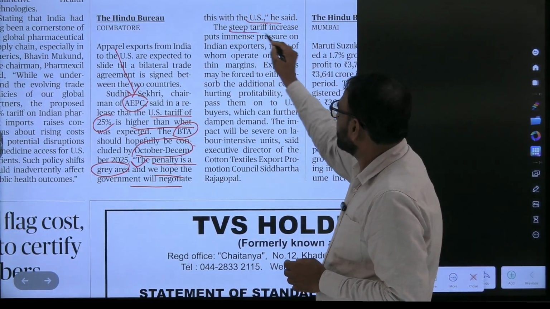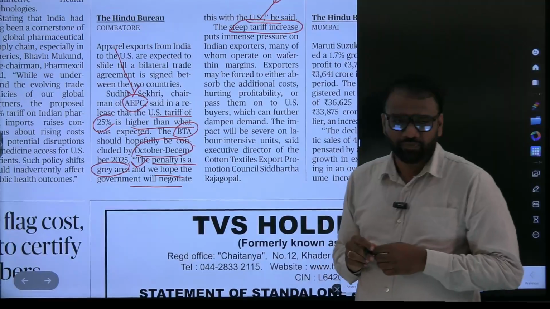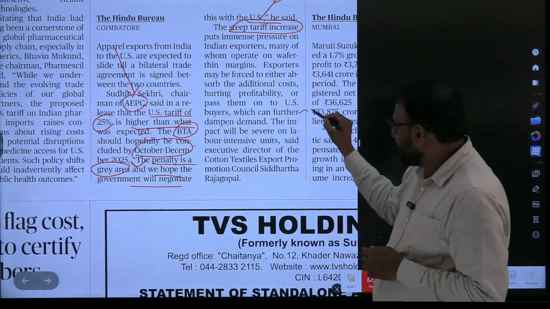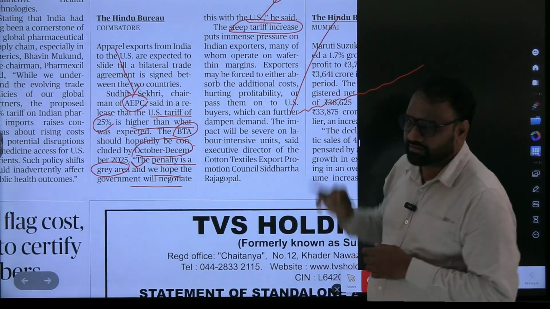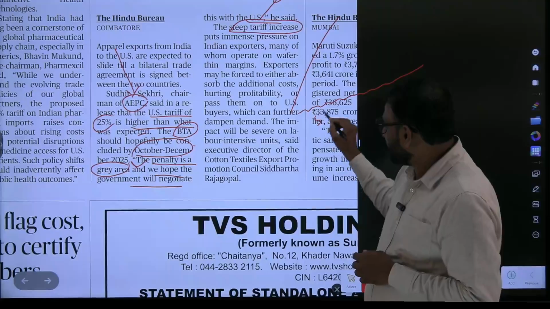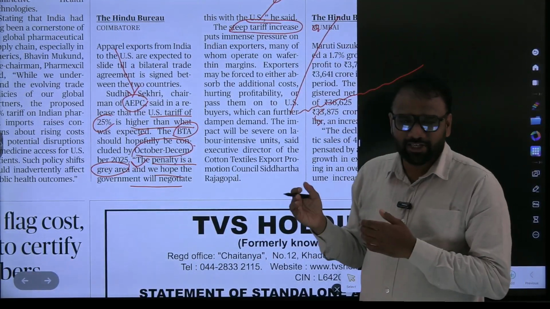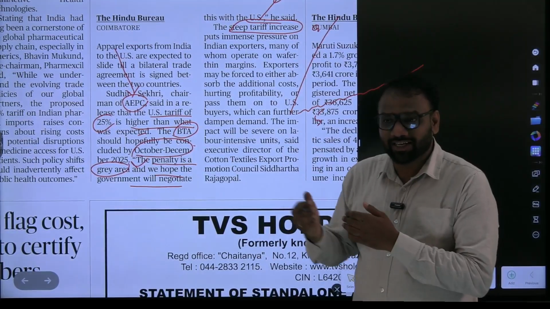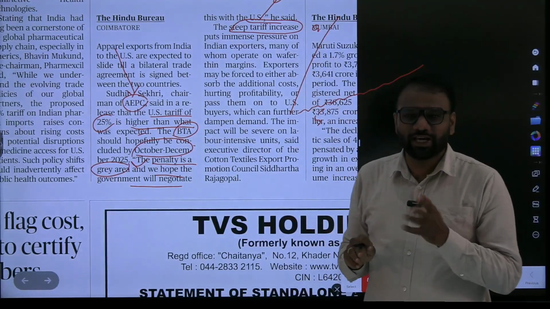The steep tariff increase. What is a steep tariff increase? The opposite is a gradual, slow increase. Steep means a sudden increase. From 5% to all of a sudden 25% is called a steep increase. If from 5% you took it to 6%, 7%, that is called a gradual increase. This steep is a generic English word, not an economic term.